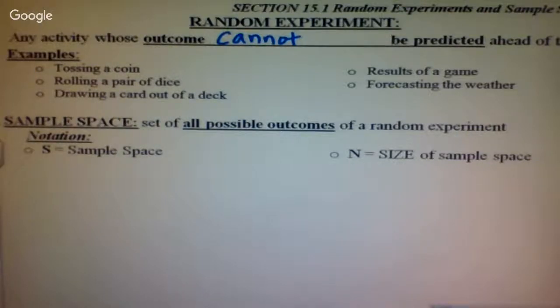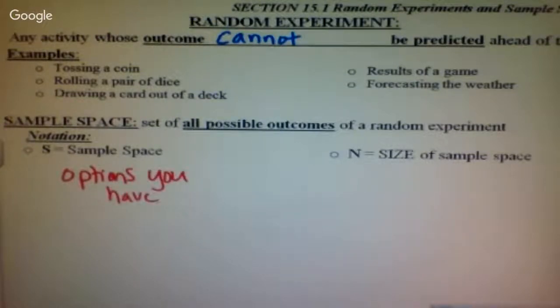Okay, so the first thing we need to talk about today is sample space. Okay, the way you were all taught how to do sample space was to create a tree diagram. So like, we'll do some. Okay. So your sample space is the options that you have, and your sample size is represented by the letter N, which is how many options. So these are the options that you have, versus the number of options.